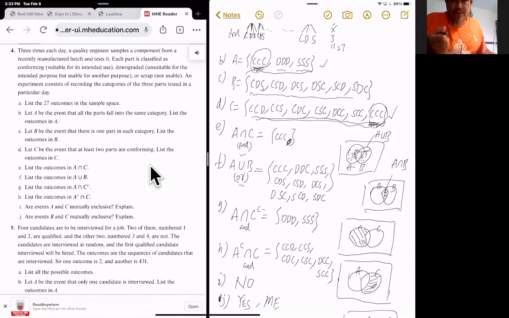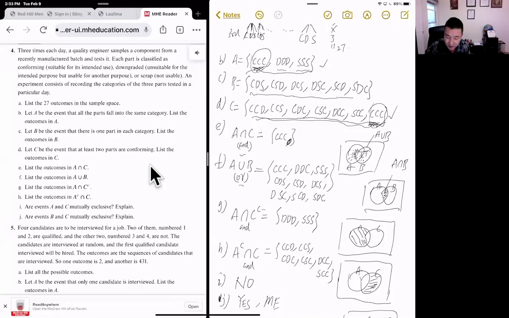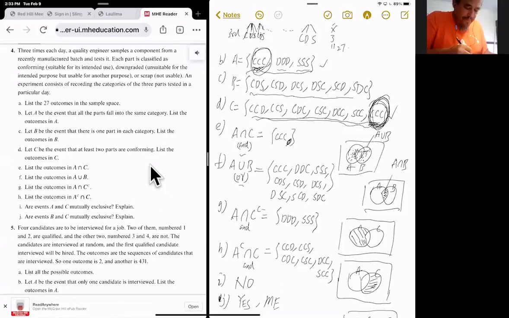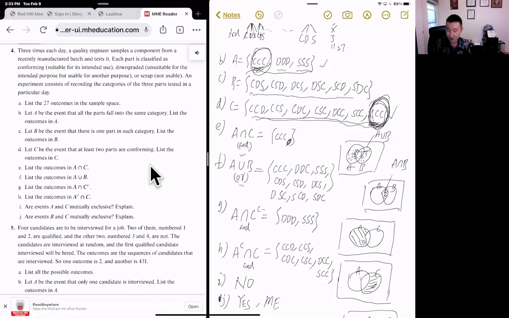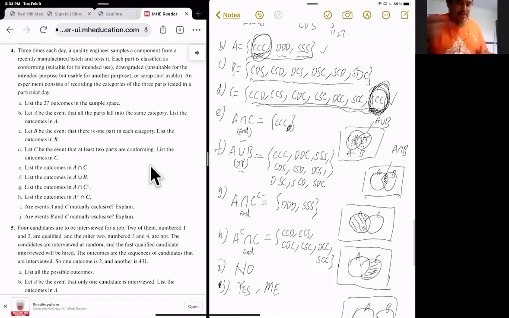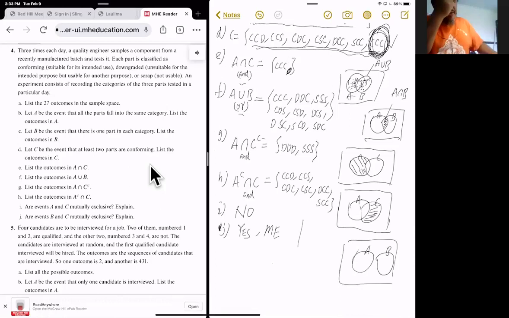I'm sorry, what was that? They have something in common. What was it again? They have CCC here. Okay, so CCC belongs to both A and C. So they're not mutually exclusive because they both have CCC in common.